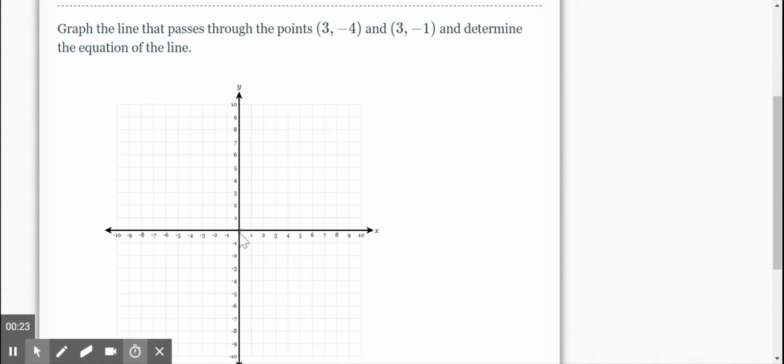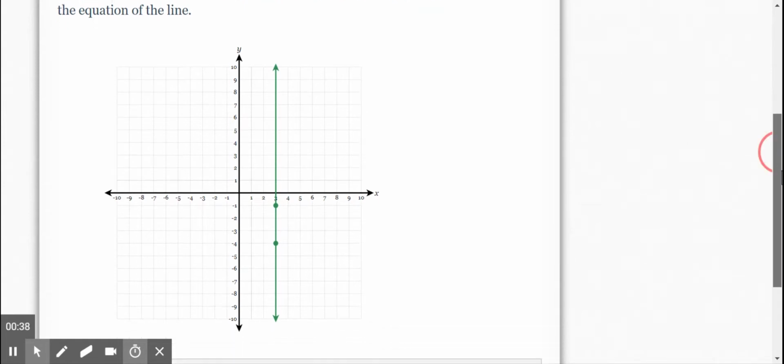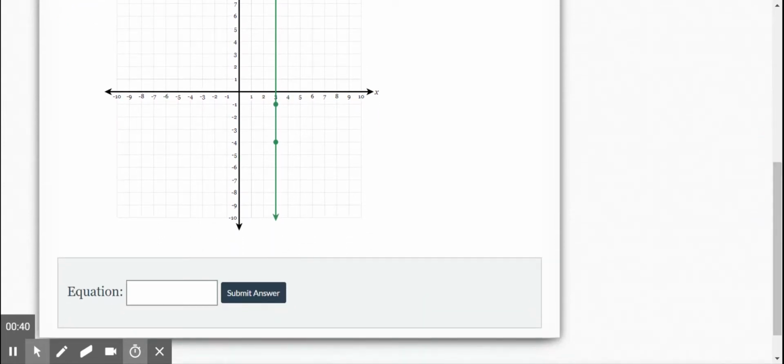So 3, negative 4. We're going to go over 3 and down 4, drop our point. And then over 3 and down 1, drop your second point, and look what we got. We got a vertical line. It looks like our x coordinate didn't change in either point. Every point on that line will have the same coordinate, x equals 3, 3 comma something. It only goes through the x-axis, never touches the y. That's why there's only one variable in the equation, and it's only x.